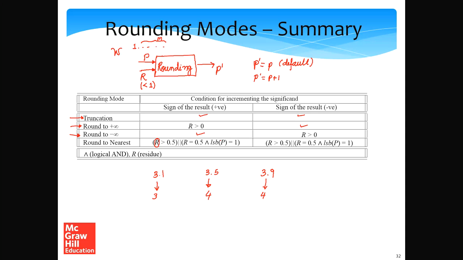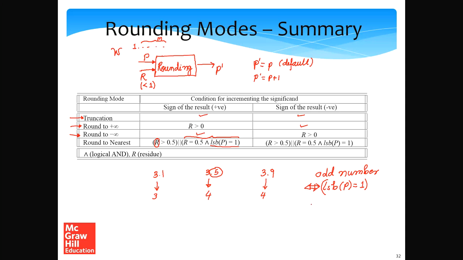I'll increment 3 to 4. Otherwise, I'll take a look at the other condition, which is that the residue should be equal to 0.5. So in this case, the residue is equal to 0.5, and the least significant bit of p, which is the significand, is 1. So what this basically means is that p is an odd number. An odd number implies, and it's also implied back, that the least significant bit of that number, in this case p, is equal to 1 in binary.